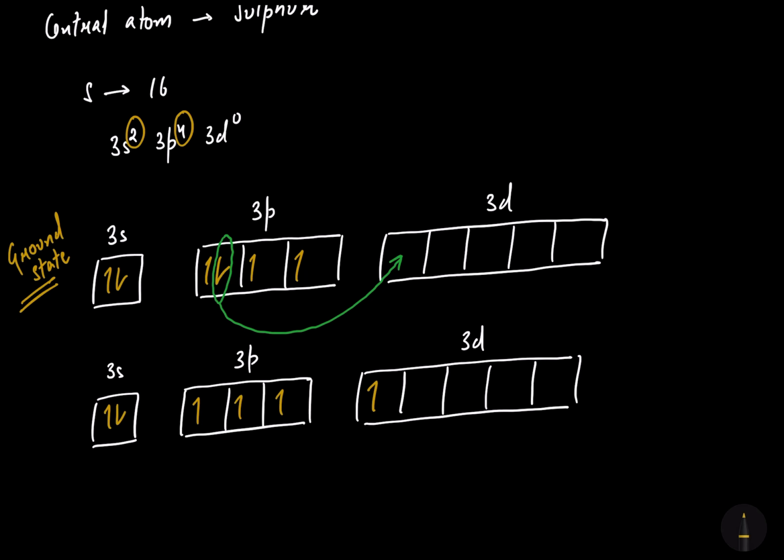So now we can easily observe that we have 4 atomic orbitals, the 3 orbitals in 3p and the 1 orbital in 3d, having 1 electron each. So now sulfur is eligible to form the 4 sigma bonds by head-on overlap with the atomic orbitals of fluorine having 1 electron each. So that's called the excited state. This is our excited state.